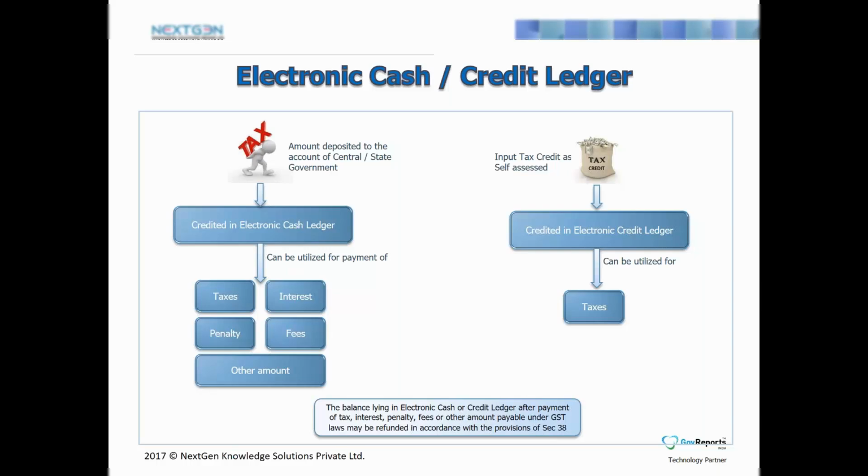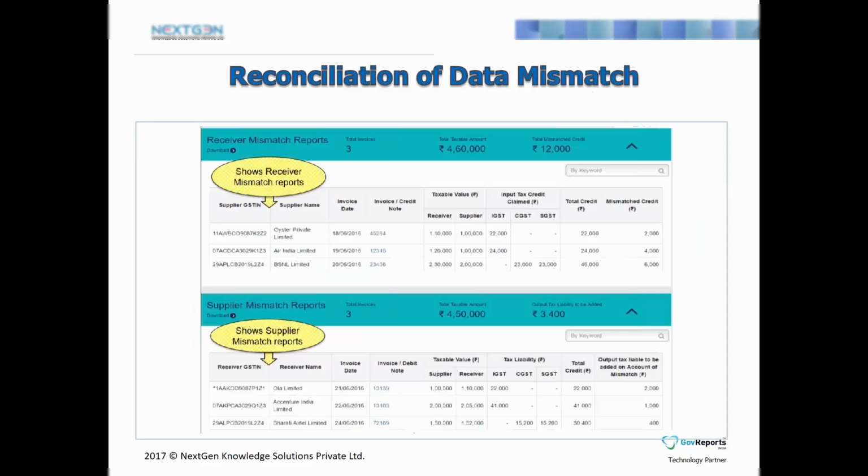Then input tax credit ledger is the amount of input tax credit claimed by a taxpayer, which is credited in his electronic credit ledger after it is reconciled with the data which is submitted by his supplier. Once it is credited in his electronic credit ledger, then he can utilize it towards payment of taxes only.